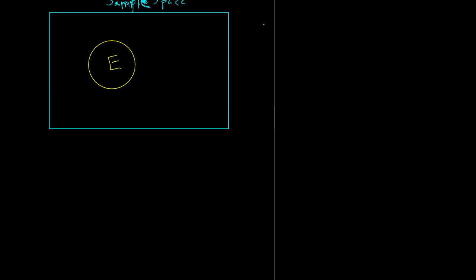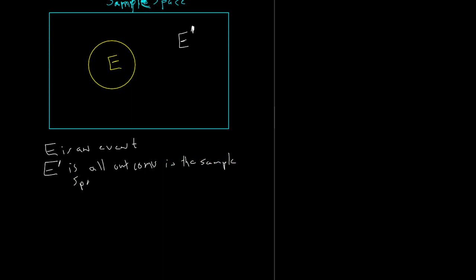which means that the things that aren't my event, I'll mark with this little bar, and we're going to call that the complement. And so if E is an event, the complement of the event, E prime, is all outcomes in the sample space not in E. Okay? And so we call that the complement.